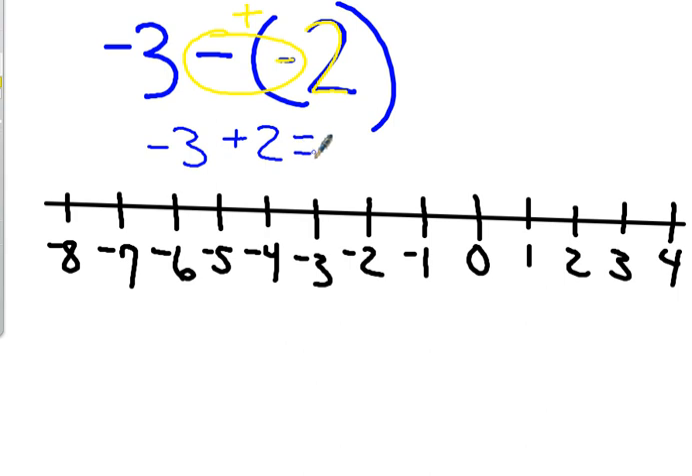Now what we simply have is, start off at negative 3, and we're going to go left. No, we're going to go right twice. 1, 2. End up at negative 1. Again, that can get tricky, but with practice, it's pretty simple. Start off at negative 3. We're going to go left. No, we're going to go right twice.